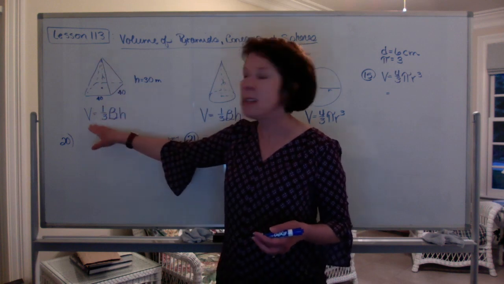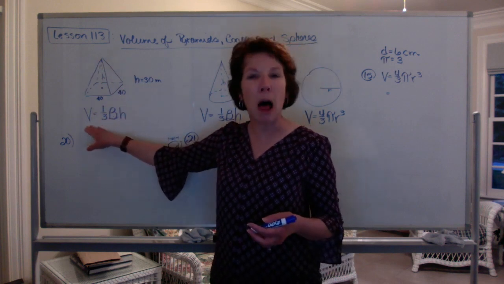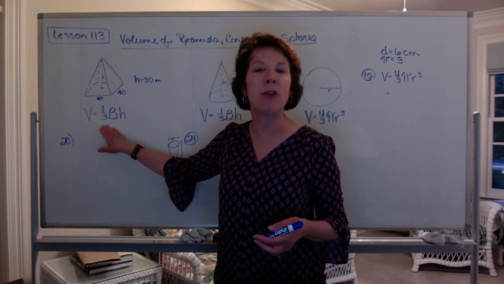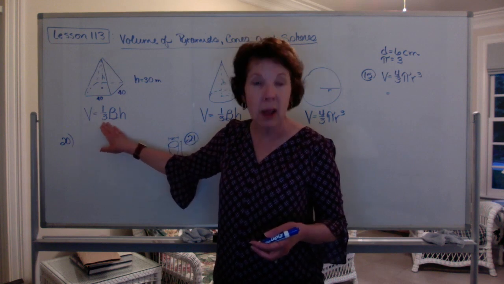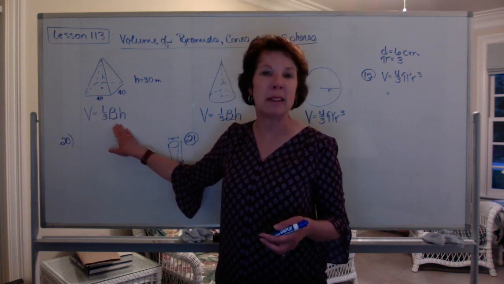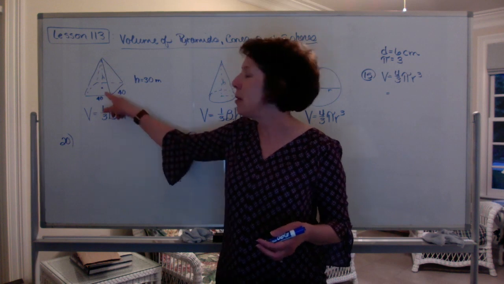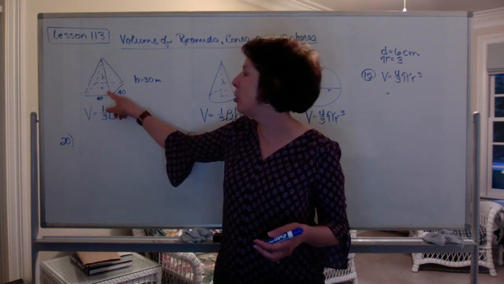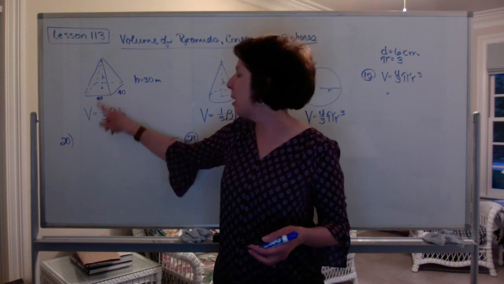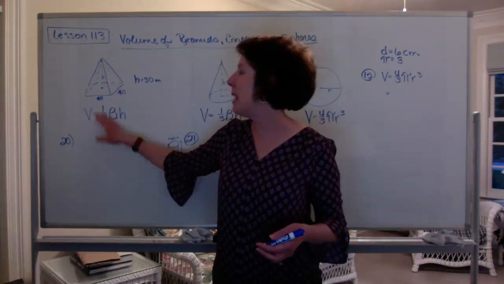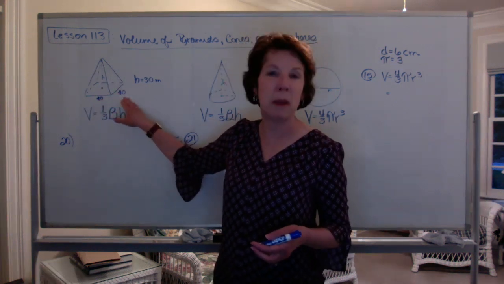And so what is my formula? The volume of a pyramid is equal to 1/3 of the area of the base times the height. Now we know what the base is here. The base here happens to be a square, and we're going to do problem number 20 on it. It has these dimensions, 40 by 40 meters square.